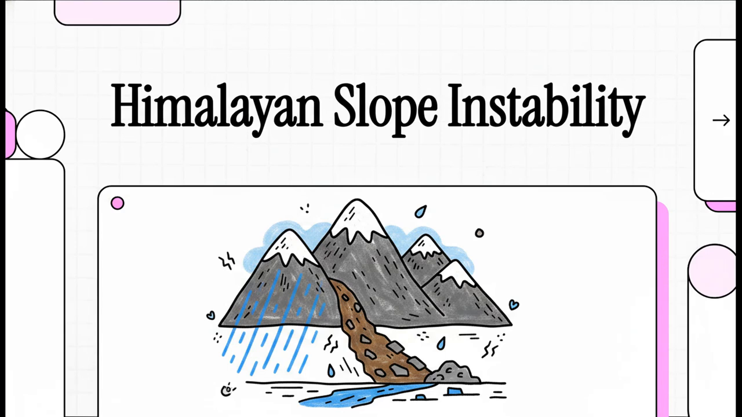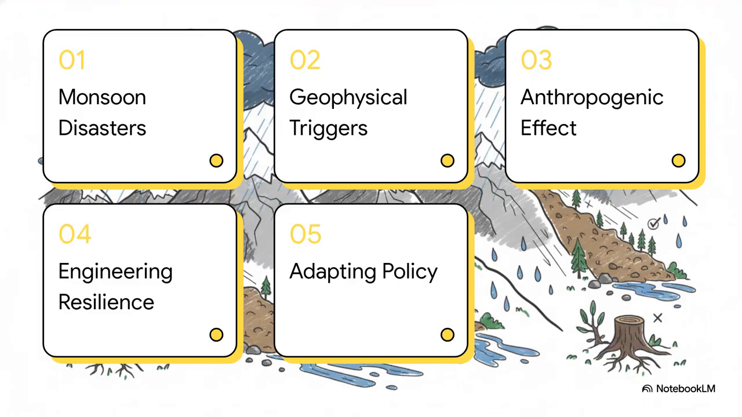Welcome. This briefing will provide a technical overview of Himalayan slope instability, focusing on the causes of monsoon-induced landslides and the engineering strategies required to mitigate them. We'll begin by establishing the context of these monsoon disasters. Then, we'll examine the geophysical triggers and mechanisms, followed by the human factors that amplify the risk. From there, we'll cover engineering solutions and conclude with necessary adaptations in infrastructure and policy.